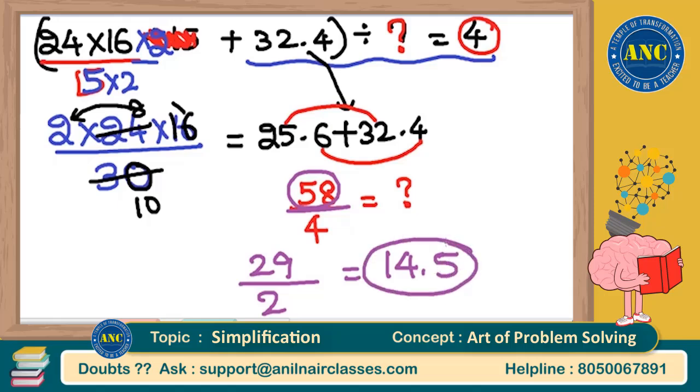Because dividing by 4 is nothing but dividing by 2, and again dividing by 2.